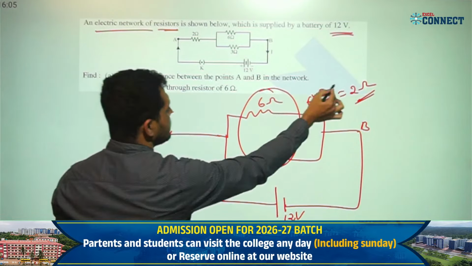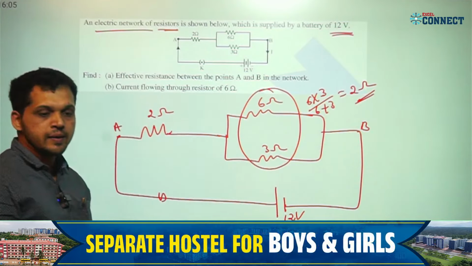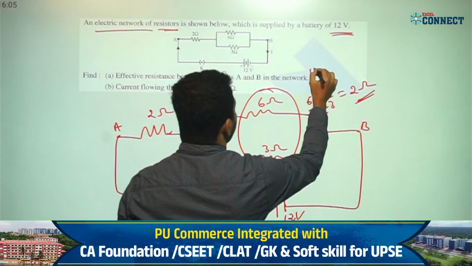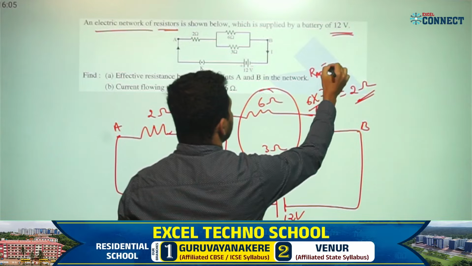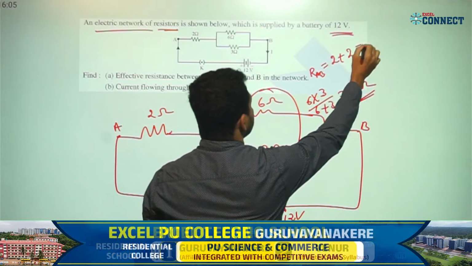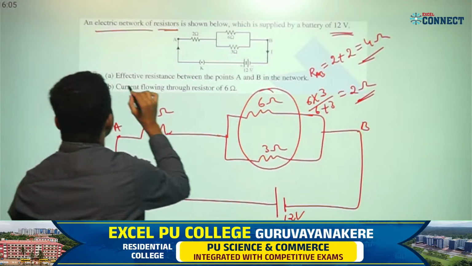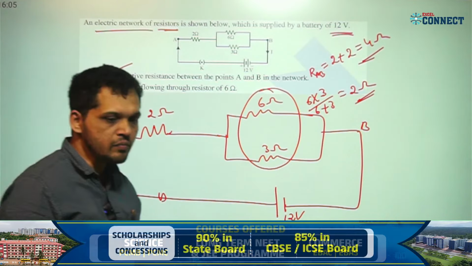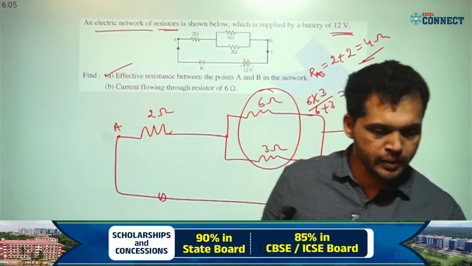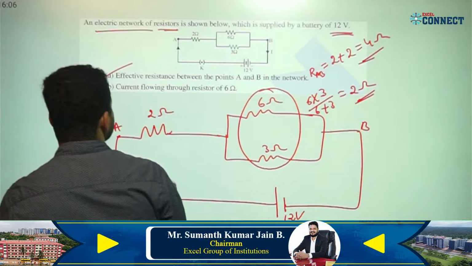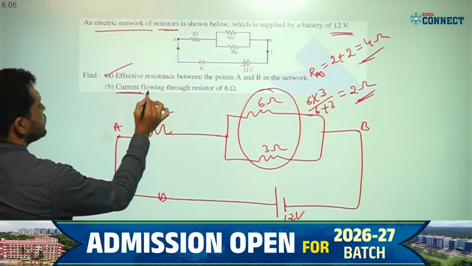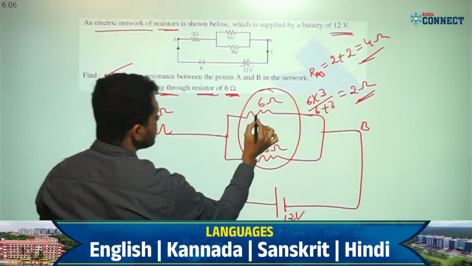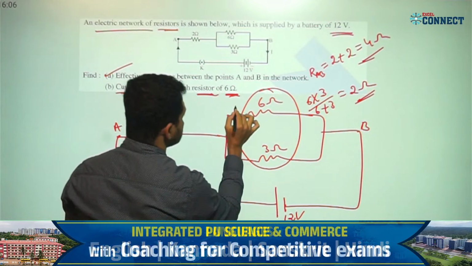Now this 2 and this 2 are in series. So what is the equivalent? R across AB is equal to 2 plus 2, that is 4 ohm. That is the answer for question A, right? Answer for question A, 2 plus 2, that is 4 ohm effective resistance. Next question is the current flowing through the resistor of 6 ohm. What is the current flowing through this resistor?